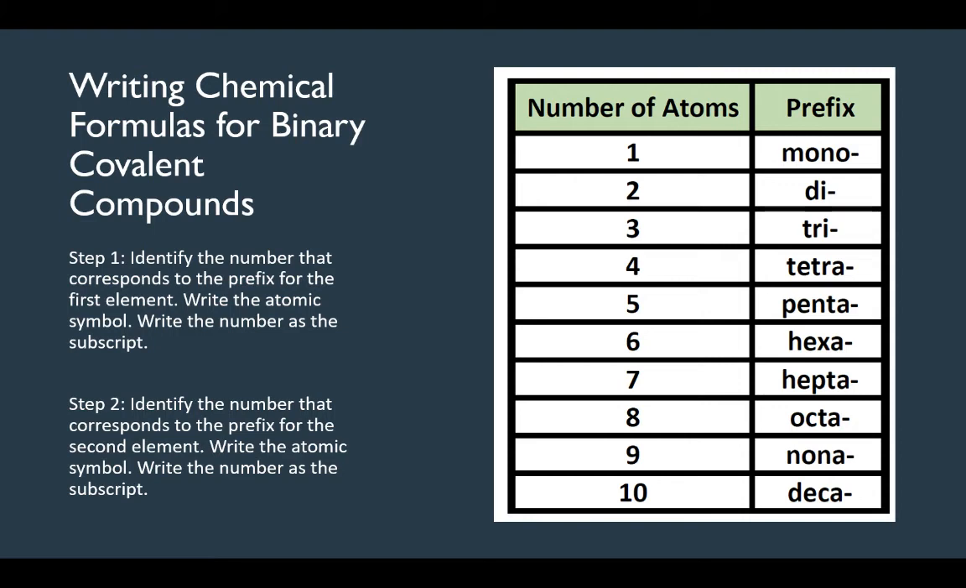Okay, so now we're going to go the opposite direction. What if we're given the name and we need to determine the chemical formula? So we'll identify the number that corresponds to the prefix for the first element. If our prefix for the first element is tri, then we would write a subscript of 3. You'll write the atomic symbol, that letter that stands for that atom, and then you'll write the number as the subscript. And we'll do exactly the same thing for the second element.